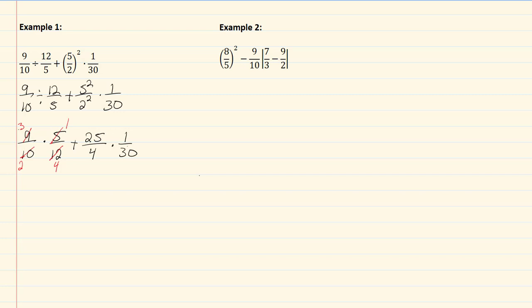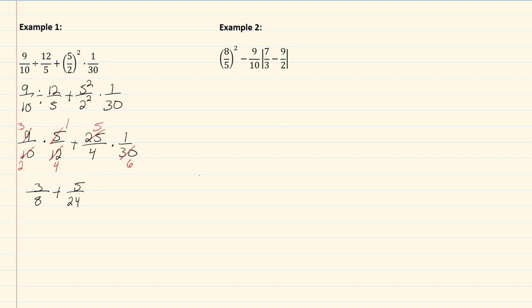Looking at my other multiplication part, 25 and 30 have a common factor of 5. So 25 divided by 5 is 5, and 30 divided by 5 is 6. Now hopefully I've taken care of all my common factors, and now I can just multiply. So I have 3 times 1, which is 3, and 2 times 4, which is 8. Plus, we have 5 times 1, which is 5, and 4 times 6, which is 24.